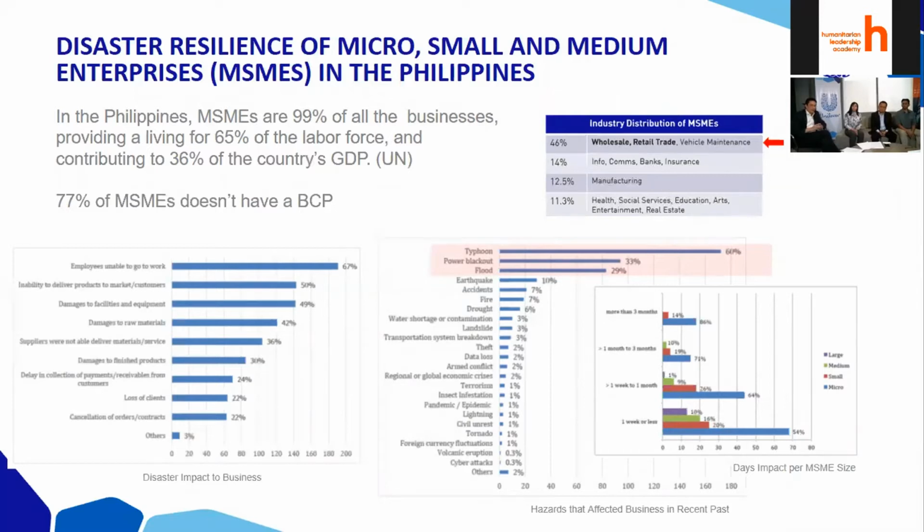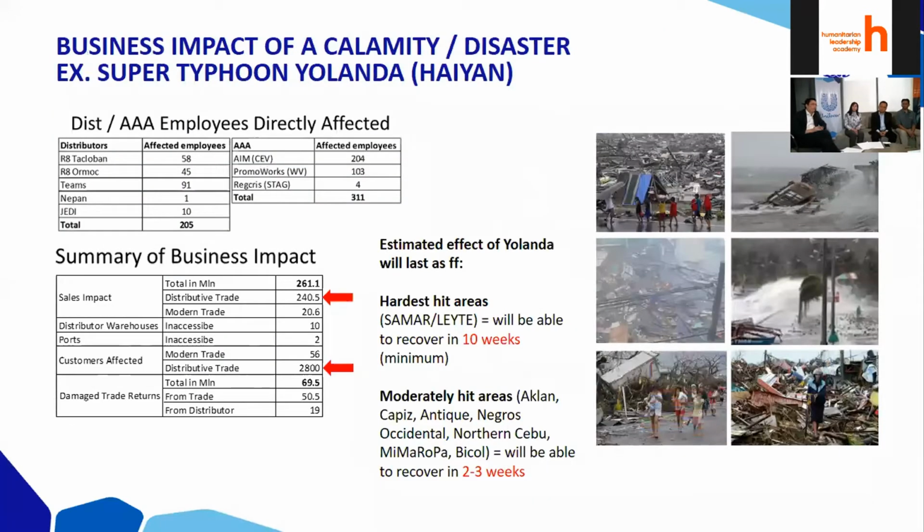Here's an example of Typhoon Haiyan. We call it Typhoon Yolanda in the Philippines. As you know, it's the biggest typhoon that ever hit the country, killing about 6,000 Filipinos during a short period of time. And if you look at the impact to our business, not just on our people, but everybody in the value chain in that specific territory, talking about our distributors and our agencies working on the ground, we're talking of a significant number of people, more than 500 people affected.